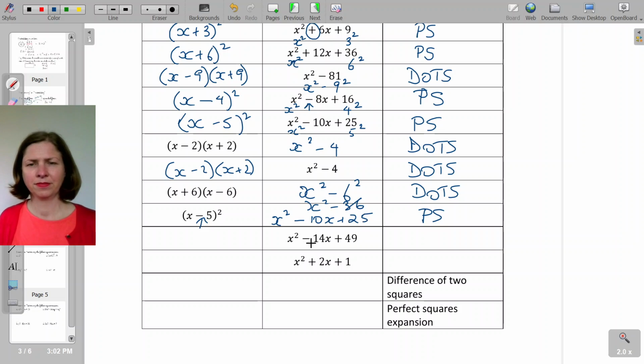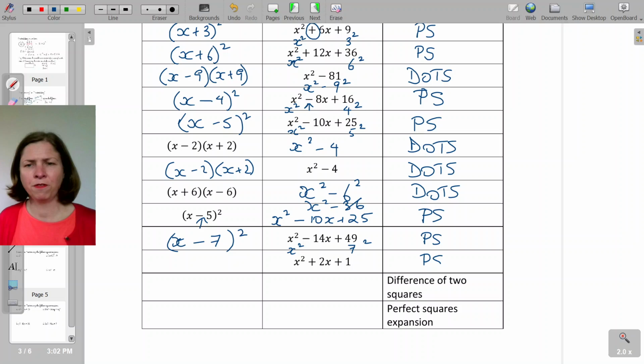Okay, this one follows the same pattern. It's another perfect square. So I've got x squared here, and I've got 7 squared here, and in the middle I've got x times 7, which is 7x, doubled, that's 14x. So that's x, and that's a subtraction, so I want minus 7 squared.